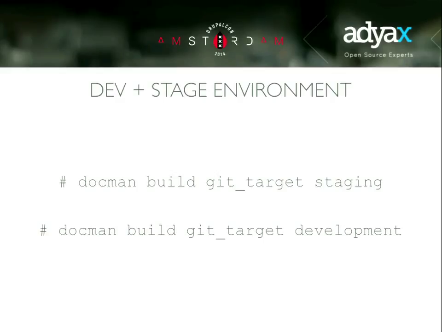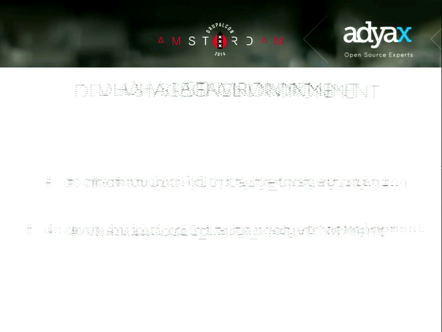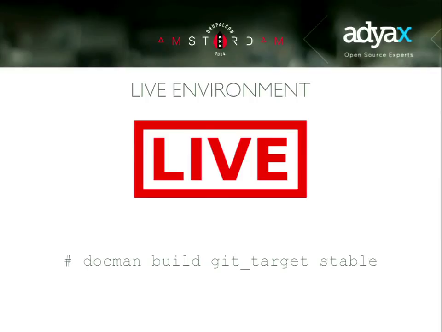So like this, what you achieve is that the agency doesn't even need to know what the hosting is, because this is for your tool. It's not for them. Their job is to deliver the code. Their job is not to understand what the hosting is or what to do with that. They only push the code and it appears automatically in Acquia by using Jenkins. And we have the specific command to build a live environment, which is stable: Docman build git target stable.